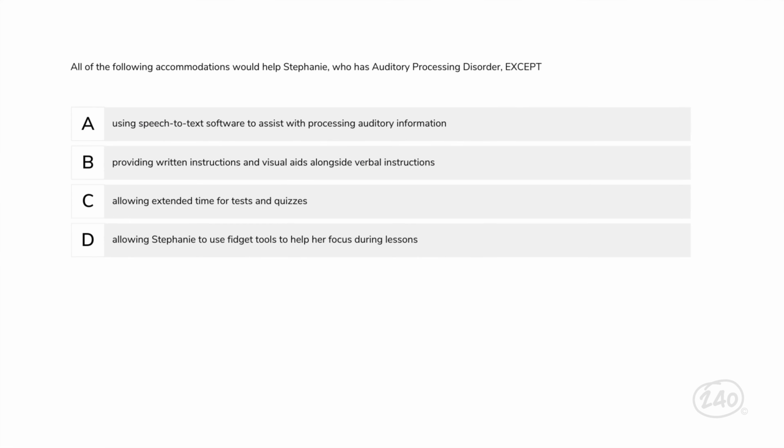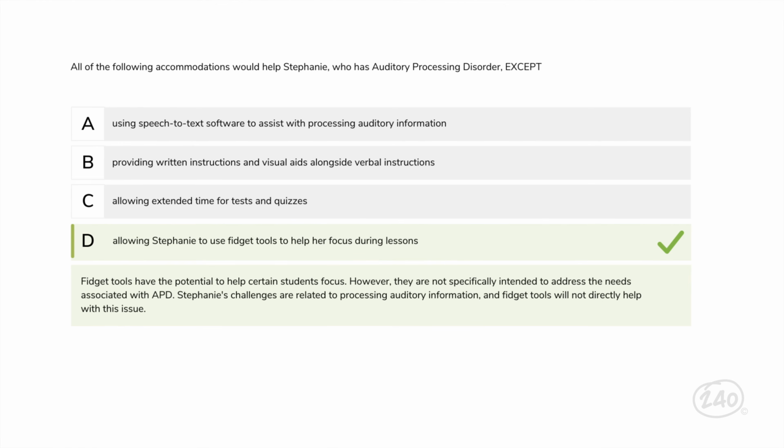All of the following accommodations would help Stephanie, who has an auditory processing disorder, except A. Using speech-to-text software to assist with processing auditory information. B. Providing written instructions and visual aids alongside verbal instructions. C. Allowing extended time for tests and quizzes. Or D. Allowing Stephanie to use fidget tools to help her focus during lessons. The correct answer is D.